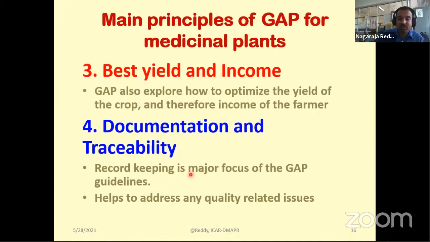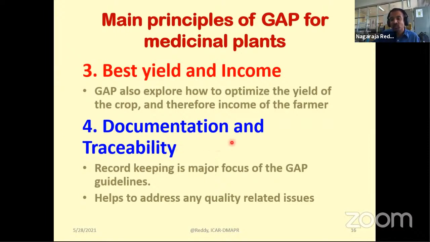The other most important aspect is documentation and traceability. This is again a most important aspect of GAP, good agricultural practices guidelines. When the consumer seeks information on where the material has been sourced for a particular drug, and what best practices were followed to get the raw drug, documentation of each and every activity is most important. For example, selection of site, variety, crop plant, weedicides, irrigation, and how you have done pest management. Everything should have a record.